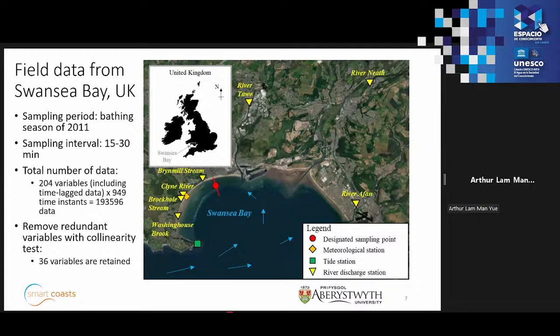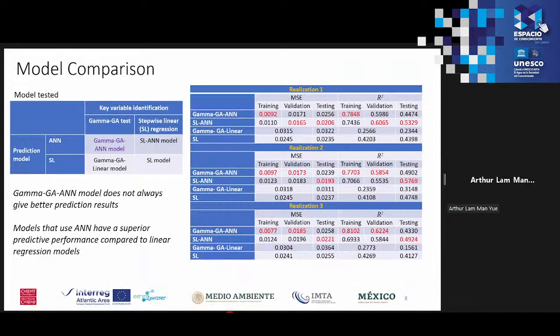We will test this new method in Swansea Bay, UK. There are quite a lot of beaches along this area, so the water quality in the bay is important for swimmers. Also, it is data rich. We have a lot of measured data at this site for us to validate the model and train the model. So to compare our model, we also conduct other models with different key variable identification and different prediction models.